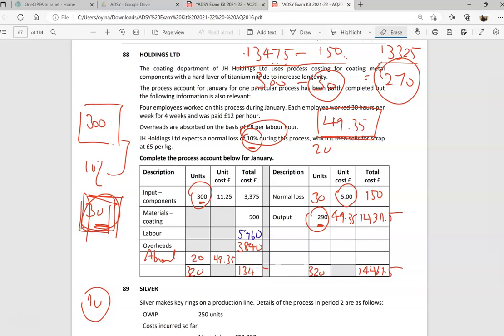That was slightly erroneous of me to have done there, because it usually comes out as an abnormal loss, at 49.35, you have 987. Let's add that all together: 3,375 plus 500 plus 5,760 plus 3,840 plus 987 gives 14,462. Rounding this up, that'll be 14,462 as well.